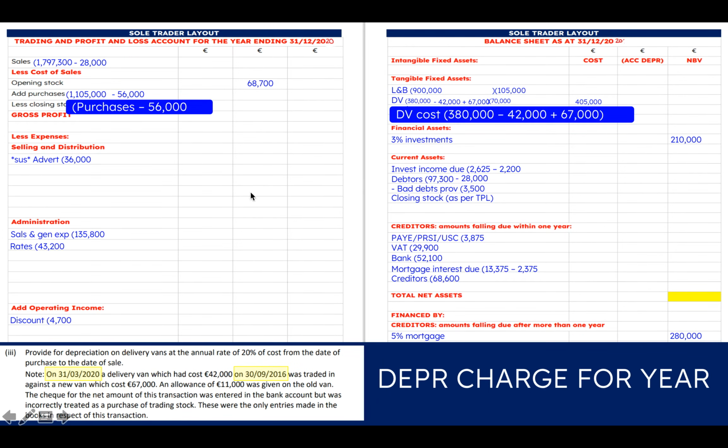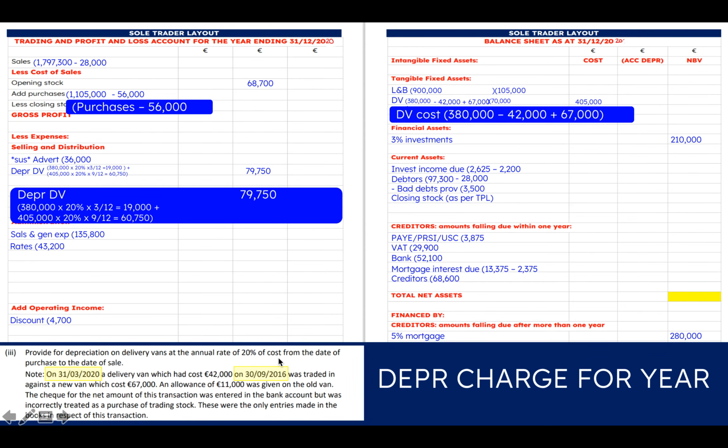It's important to know because you're told that we have to provide for depreciation on delivery vans at the annual rate of 20% of cost from date of purchase to date of sale. So you've got your 380,000 by 20% by 3 over 12 months, and that's 19,000. Then you add that to your cost of vans for the last 9 months, by 20% by 9 over 12, and that is 60,750. So the depreciation here is 79,750. That's going to go up here in a second.